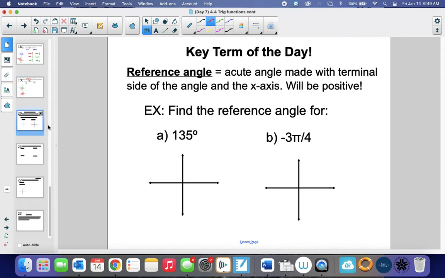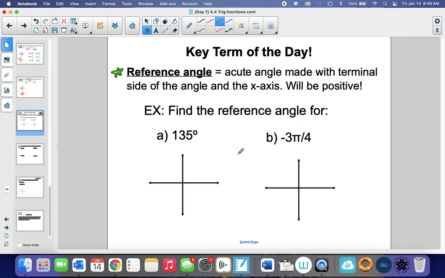All right, the very last thing is the key term of the day. So our new key term is a reference angle. I've shown this a few times today, but it is the acute angle made with the terminal side of the angle and the x-axis, and it will always be a positive angle.